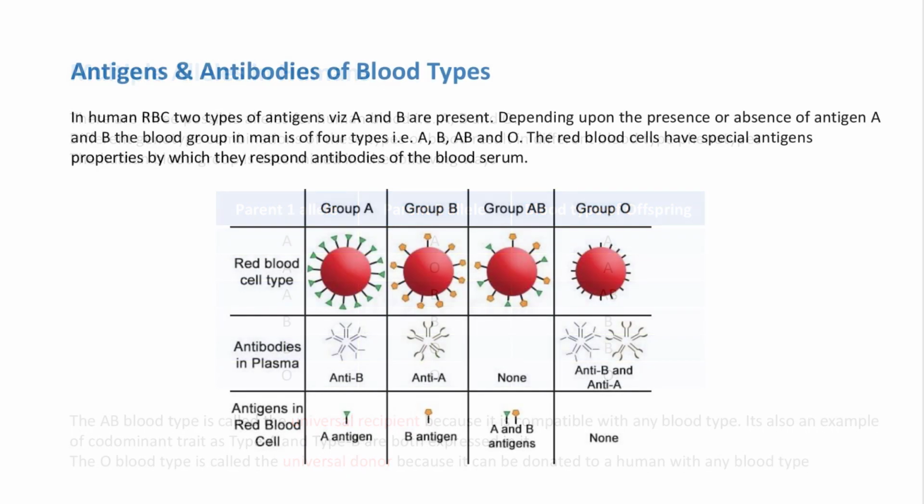type. Antigens and antibodies of blood types. In human red blood cells, two types of antigens, that is A and B, are present. Depending upon the presence or absence of antigen A and B, the blood group in man is of four types, that is A, B, AB and O. We can see in the given picture that group A has B antibodies and A antigens, group B has A antibodies and B antigens, group AB has no antibodies while A and B antigens, while in group O both the antibodies A and B are present and there are no antigens.